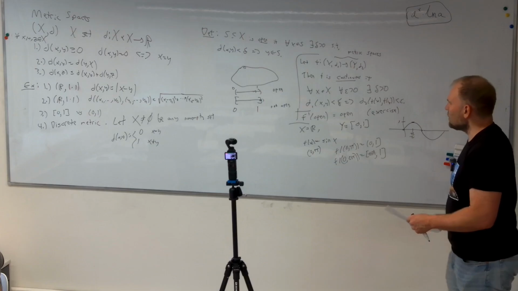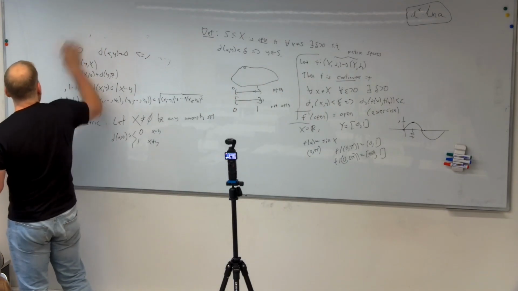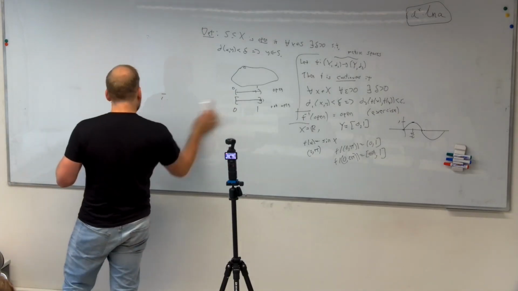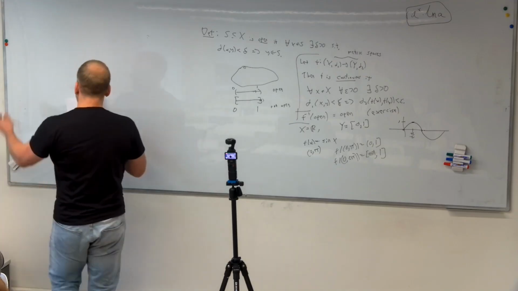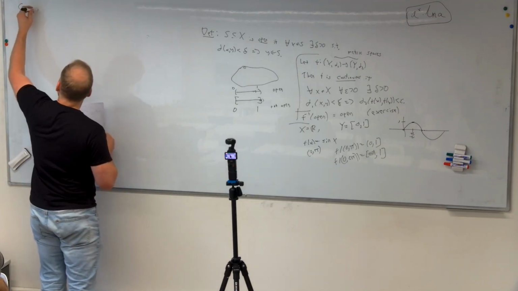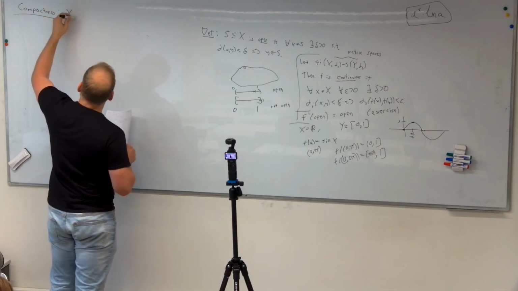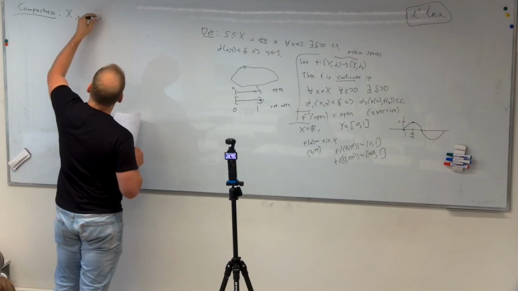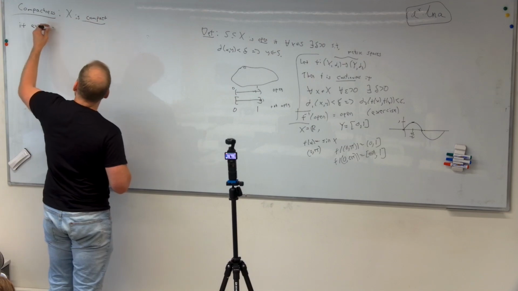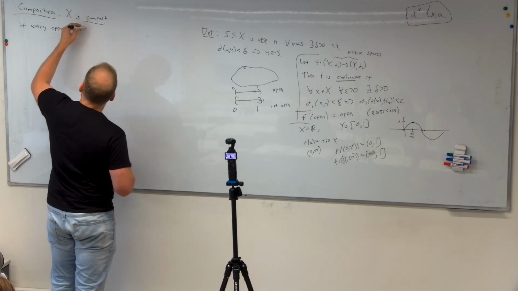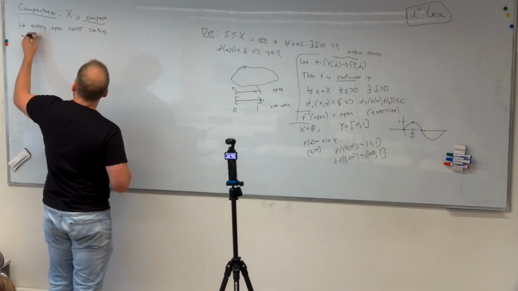Okay, everyone good? Let's mention a few more things before we go on. Compactness. We say that X is compact if every cover contains a finite subcover.